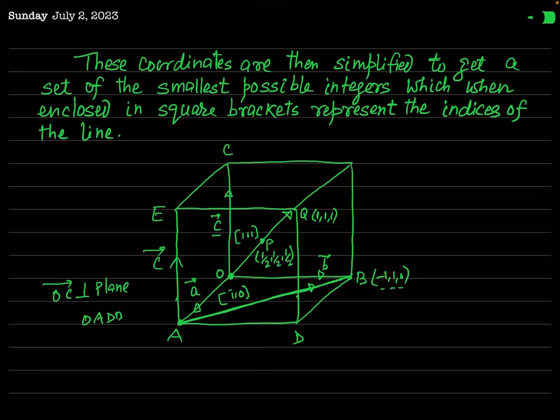So what will be the indices which represent this direction? This direction will be written inside a square bracket by putting a sign of bar over 1 for this minus sign, then 1 and 0. So this direction AB, which is actually the diagonal of the crystal plane OADB, is represented by the indices 1 bar, 1 and 0 inside this square bracket. Okay.